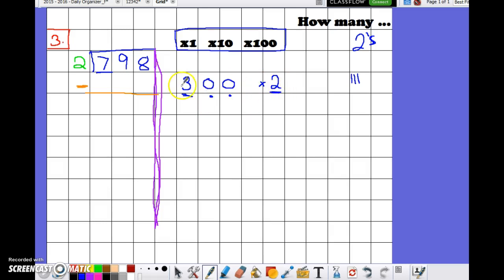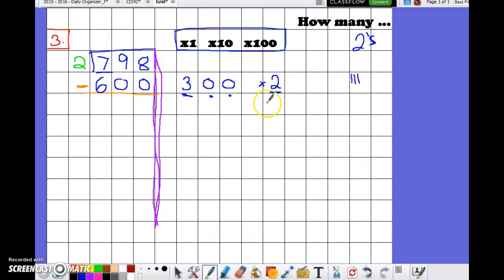300 times 2 can be looked at more than a couple of different ways. If you just focus your attention on 3 times 2, that is a 1-digit multiplied by a 1-digit number. 3 times 2 is 6. And then add in your zeros. So even if it's a large number, you should be able to solve.